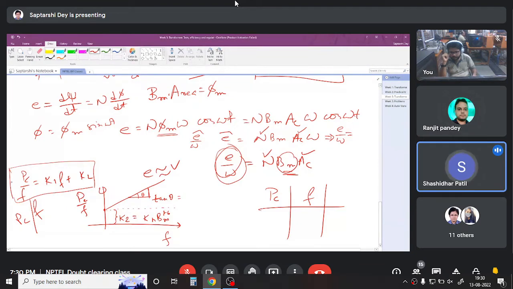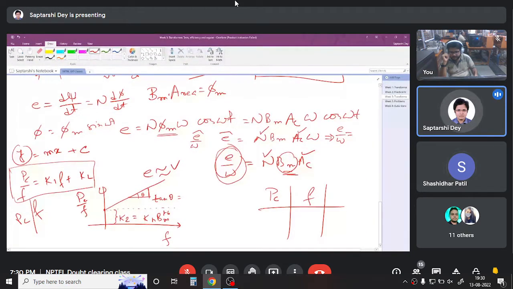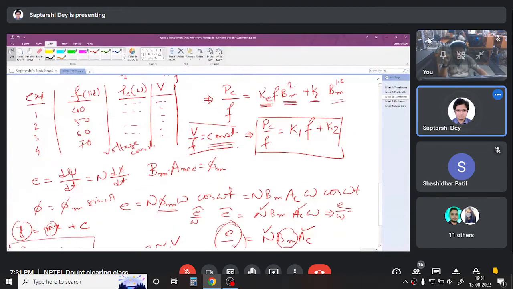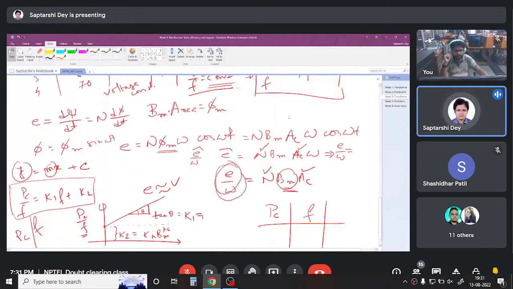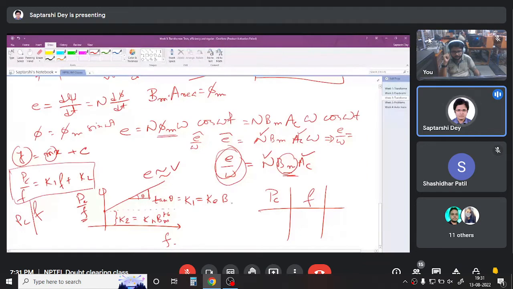You have the equation here. Y equals mx plus c. This y is PC by F. This x is F. So what is the slope? K1. I don't know why you randomly said 60. It is Ke Bm squared. So this is Ke Bm squared.